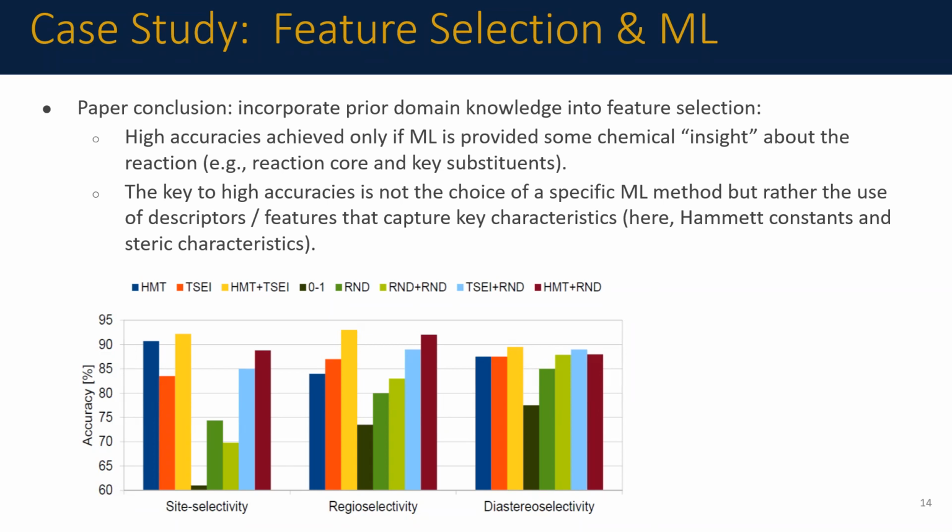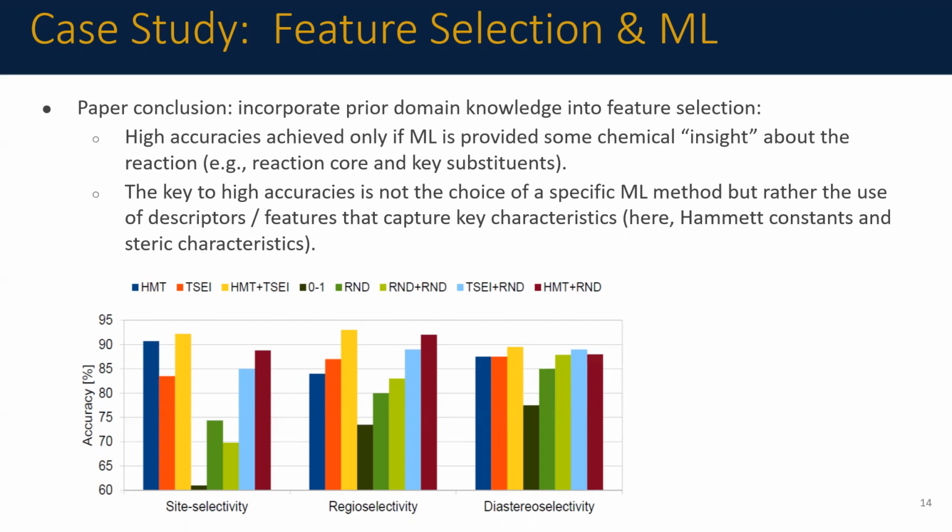Another conclusion that they had was that, in their view, it was more important to select good descriptors and features than it was to get the most complex machine learning model. So in their case, what they focused on were Hammett constants and steric characteristics.